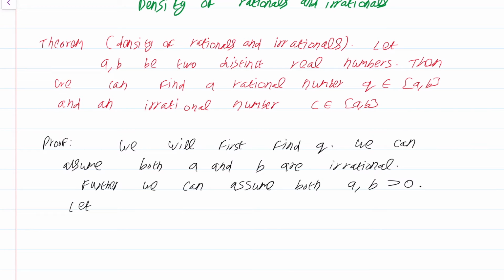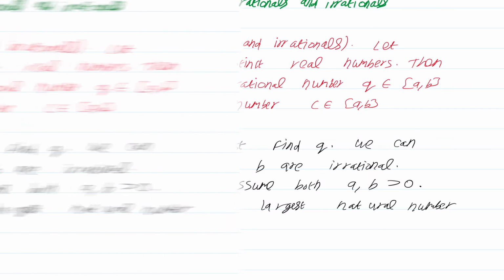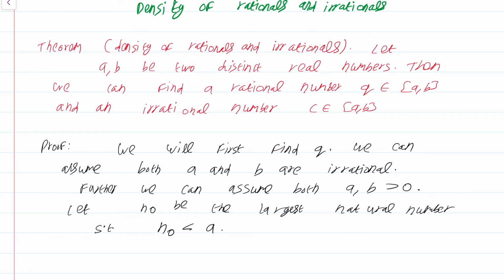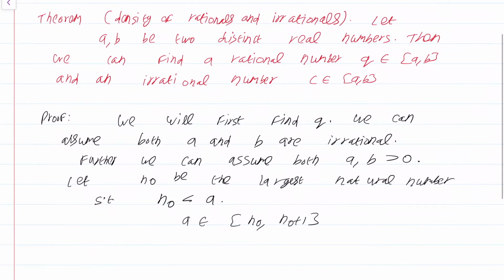Now let n naught be the largest natural number such that n naught is strictly less than a. In other words, a is an element of the interval (n naught, n naught plus 1).